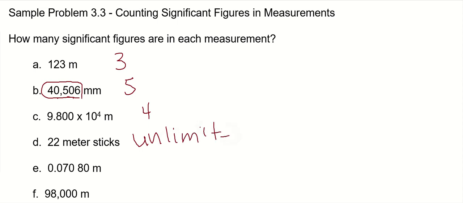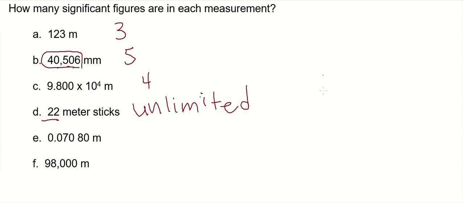When you're counting objects, that number 22 has unlimited precision. 22.000000. You can say that for the rest of your life, and it'll still be more precise than that. All right, it's perfectly 22 meter sticks. We're not talking about broken meter sticks. All right, E.